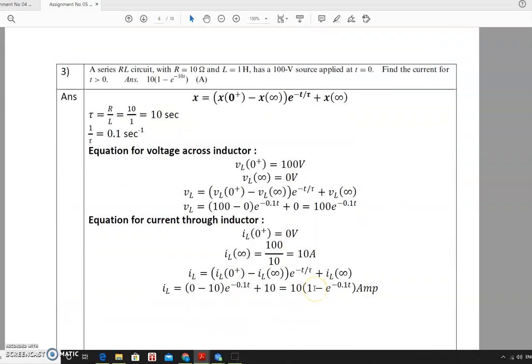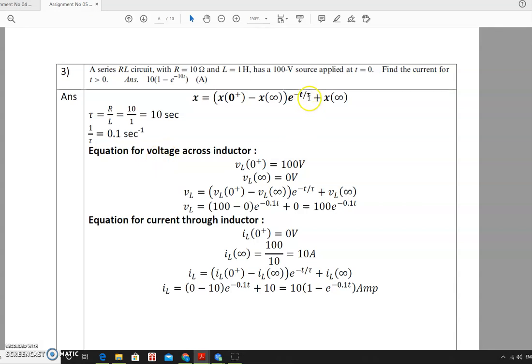Let us solve the next problem for the inductor. In a series RL circuit, R is given as 10 ohm and L is given as 1 Henry, with a 100 volt supply at t equal to 0. Find the current when t is greater than 0. Again, the same equation: X equals X(0+) minus X(infinity) e raised to minus t by tau, plus X(infinity). How will we calculate tau? Tau in case of an RL circuit is L by R, that is 1 by 10, so 1 upon tau is equal to 0.1 second inverse.